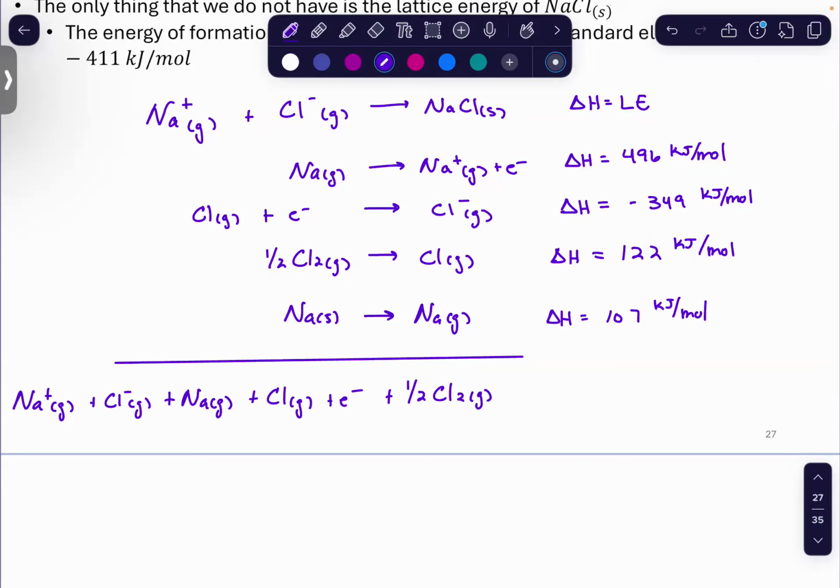Because again, remember, the formation equation can only use standard elemental forms and produce 1 mole of the final product. And then my standard elemental form of sodium. That's on the other side. What I'm trying to produce, the 1 mole, sodium chloride.